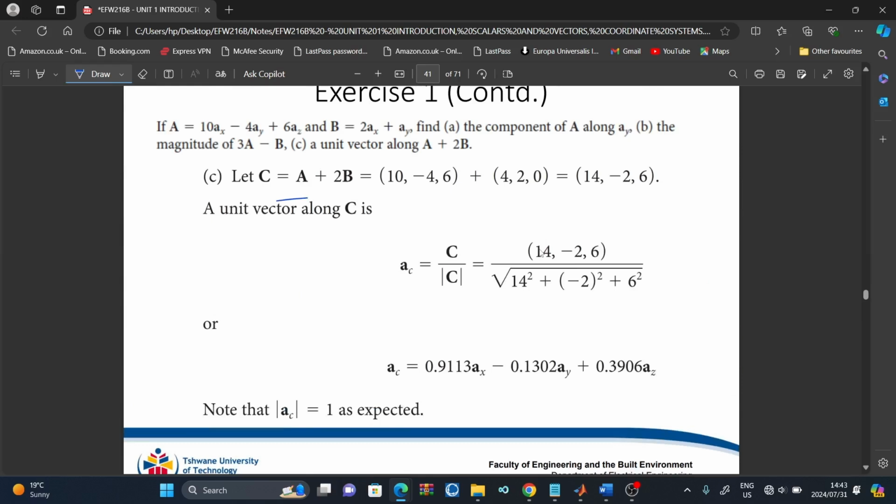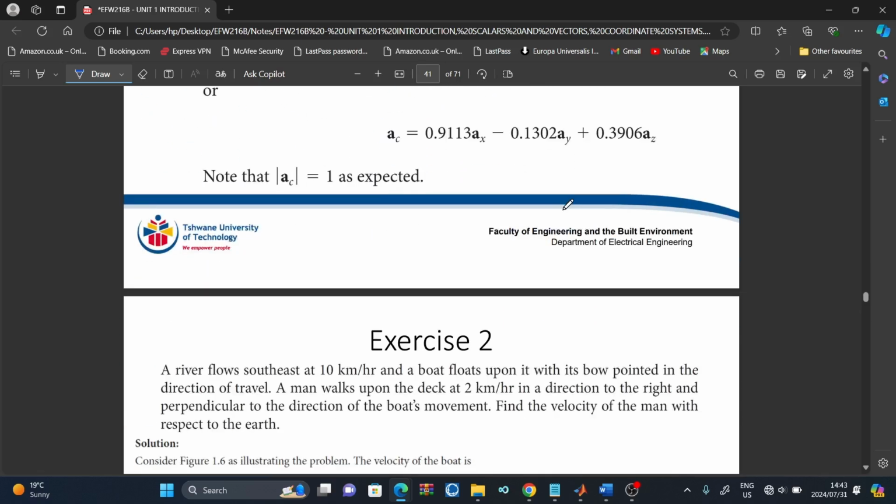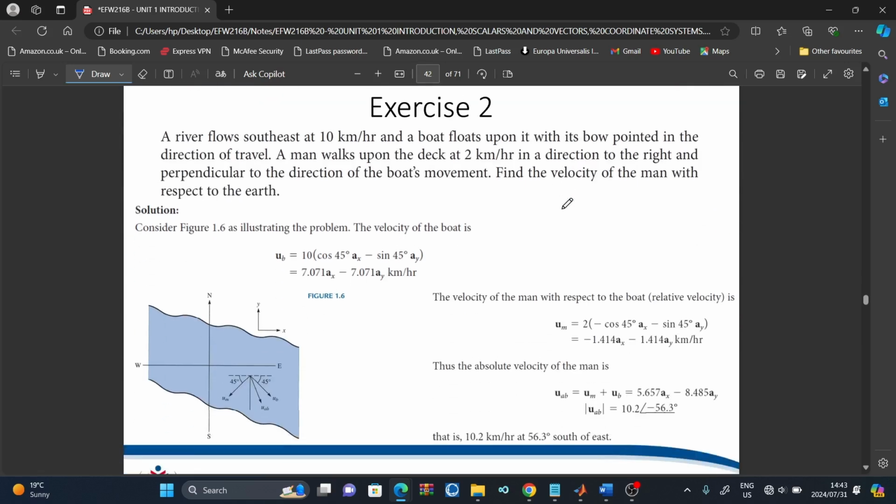Then the unit vector is simple. You use this formula to calculate it, which is the vector over its magnitude. I hope you understand this. This one is also quite simple, so I'm not going to go through it because it's just basic matrix or vector calculations you can go through.